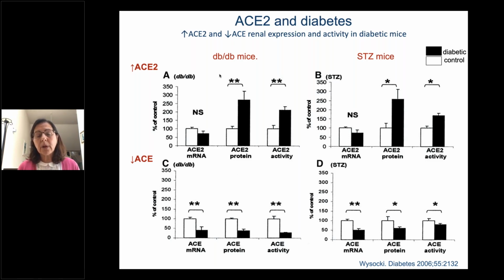And here is an example of two different mouse models of diabetes, the db/db mice and the streptozotocin-induced mice. And we can see that in these mice, there's an increase in the expression, particularly at the protein level, of ACE2, associated with an increase in ACE2 activity. And very interestingly, this is associated with a downregulation of ACE, as we can see in the lower panels.